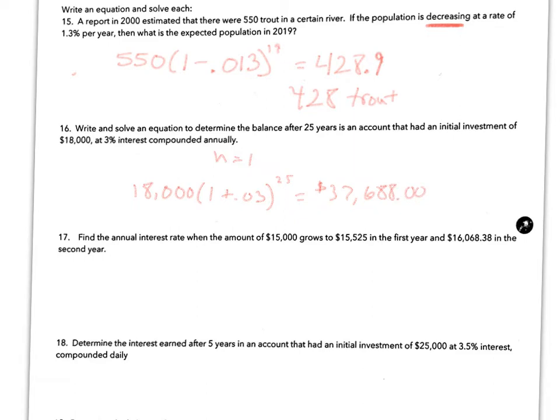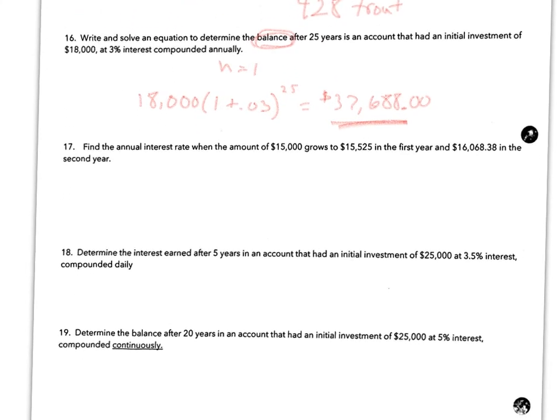So we'll have $37,688. Now make sure the question asks for the balance or the total amount of money, which it does, and not just how much interest there was. So this is the amount including the 18,000, which is exactly what they're looking for.